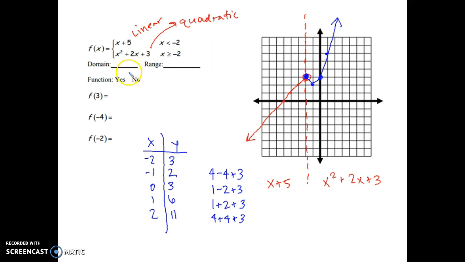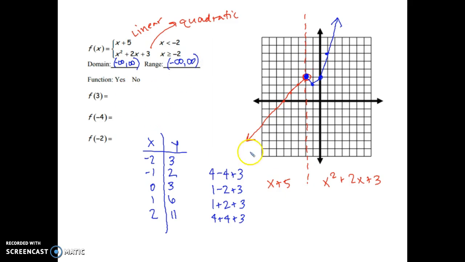Now for the domain, right, it goes to the left forever, it goes to the right forever, so the only place I have to look is here, and there's no skipping, right? The point comes up here and then keeps going as blue. So my domain's all real numbers, -infinity to +infinity. My range, this goes down forever, this goes up forever, and there's no skipping. So again, -infinity to +infinity.